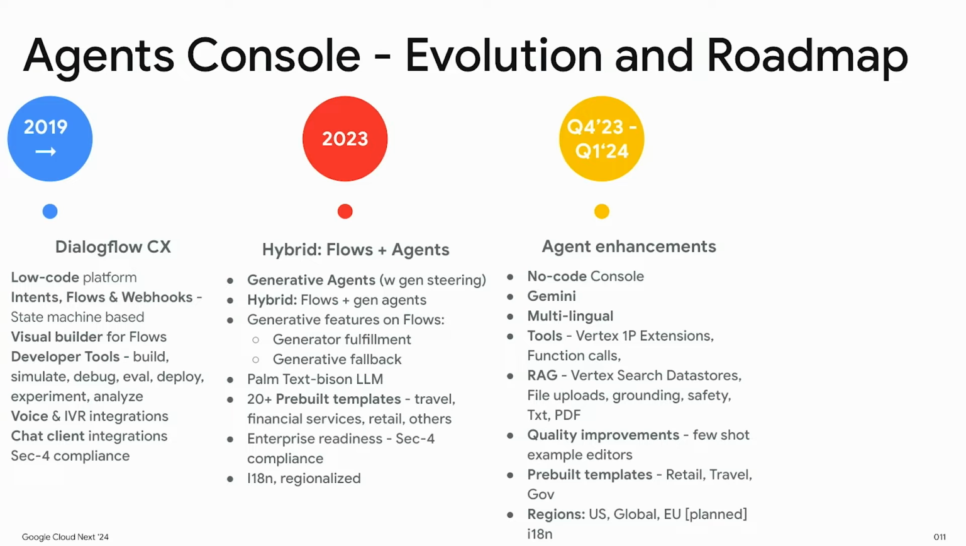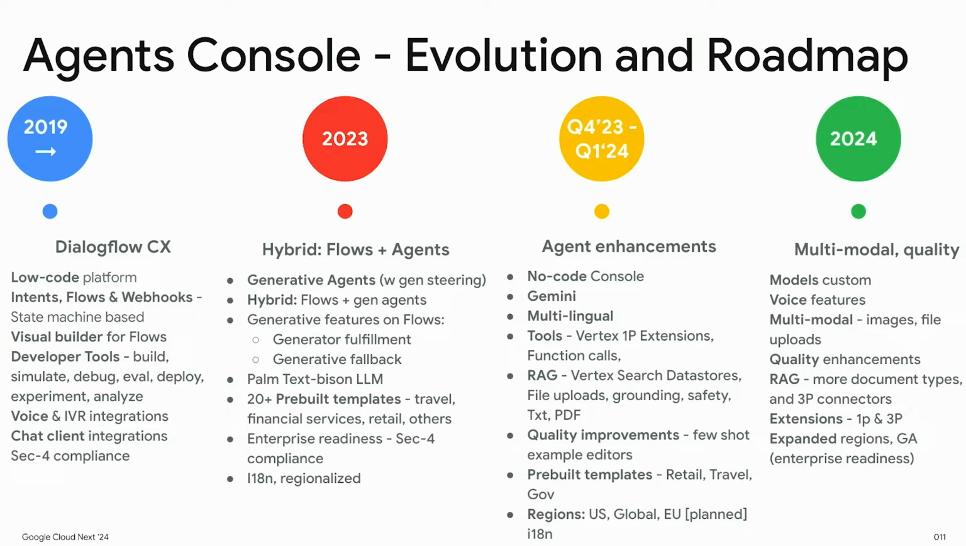These agents now also support, these are multilingual, so you can have users that ask questions in any language, and it'll respond in the language of their choice, or in the language that they're using. It supports Gemini, our latest large language model, and it supports a variety of different tools, both Vertex 1P extensions, function calls, as well as third-party tools that you might have. So that's what we've done. And then it also supports various RAG workflows on the back end.